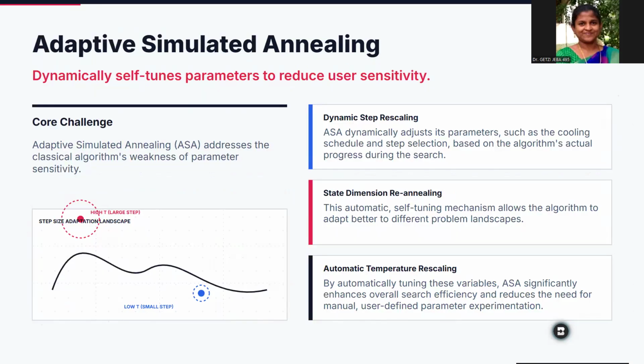Then adaptive simulated annealing. In the cooling process, there is a self-tuning parameter process available here, which addresses the classical weakness of parameter sensitivity. There are parameters T and delta E, and this parameter sensitivity is overcome by means of adaptive simulated annealing. It checks the probability using the current value. If it is working out well, it takes over. Otherwise, it uses the next set of parameters. Likewise, it adjusts parameters such as the cooling schedule and step selection based on the algorithm's actual progress during the search.